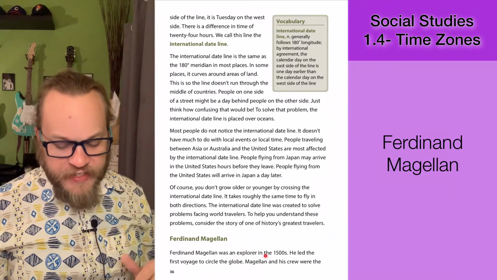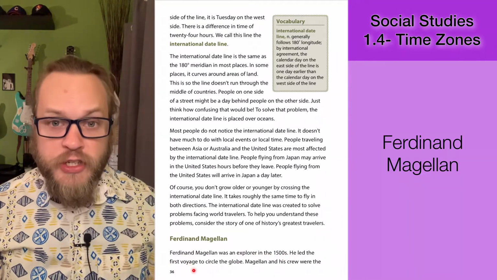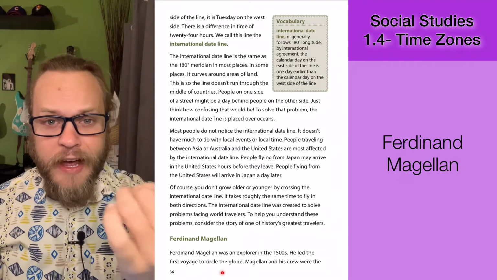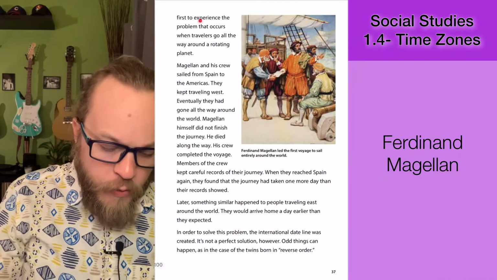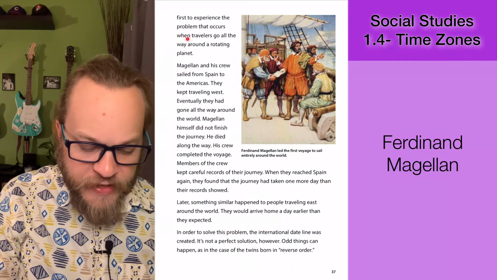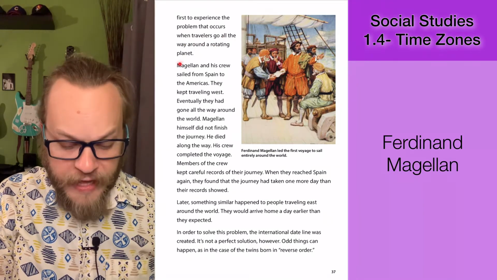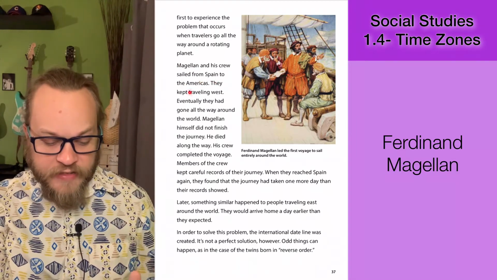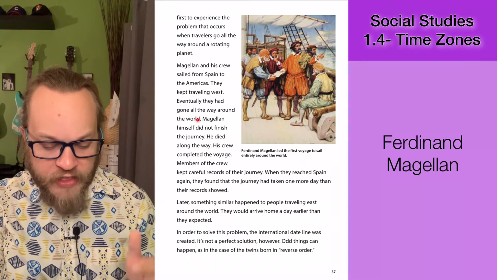Ferdinand Magellan was an explorer in the 1500s. He led the first voyage to circle the globe, or to circumnavigate the entire Earth, by sailing his boat. Magellan and his crew were the first to experience the problems that occur when travelers go all the way around a rotating planet. Magellan and his crew sailed from Spain to the Americas, and they kept traveling west. Eventually, they had gone all the way around the world.